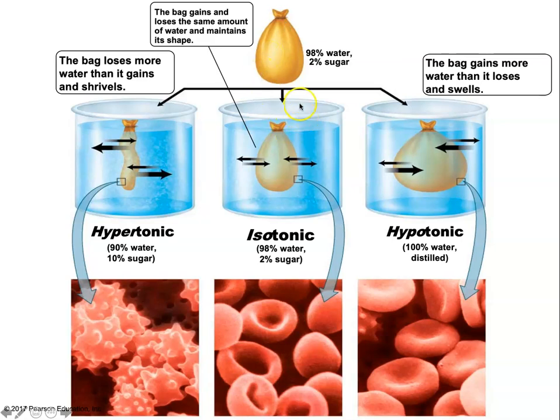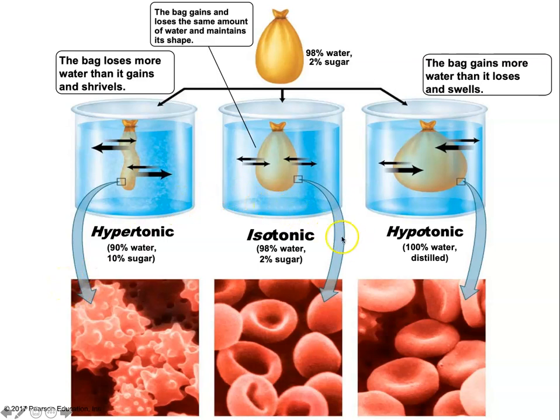So what happens when we place this bag in a hypertonic solution? More water is going to rush out than rushes in. The bag is actually going to shrink up as it tries to reach equilibrium with the solution around it. This is what a red blood cell looks like when it has been placed in a hypertonic solution. You can see that these cells have started to shrivel up. They don't have that nice round donut shape anymore.